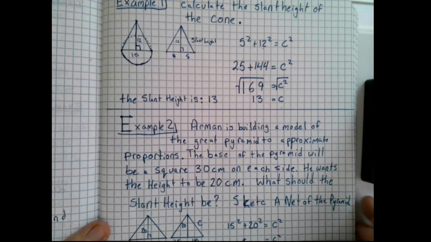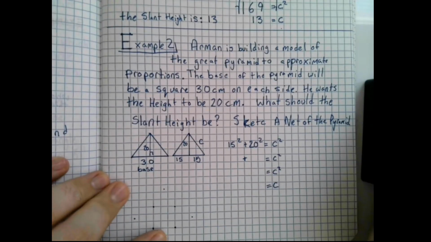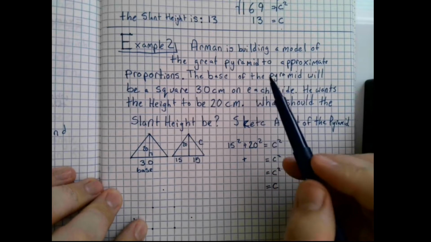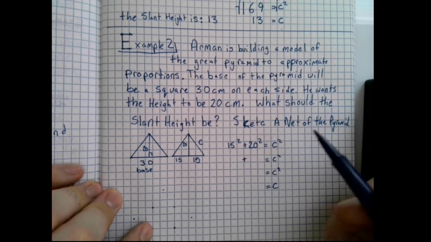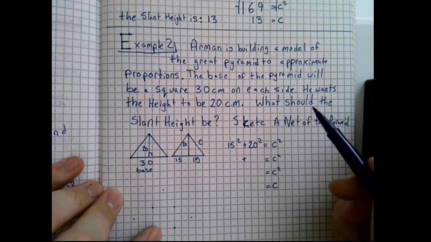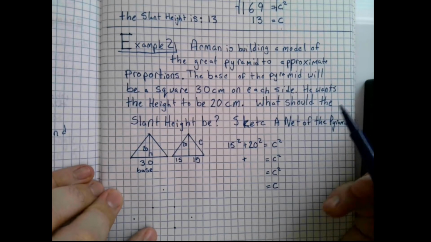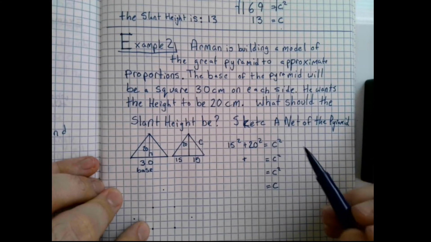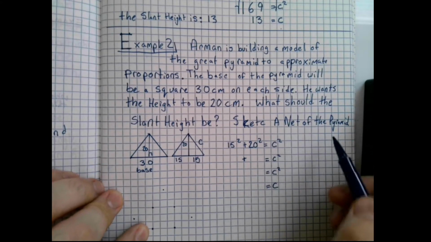That's example 1. Example 2 says, Arman is building a model of the Great Pyramid to approximate proportions. The base of the pyramid will be a square 30 centimeters on each side. He wants the height to be 20 centimeters. What should the slant height be? Sketch a net of the pyramid.